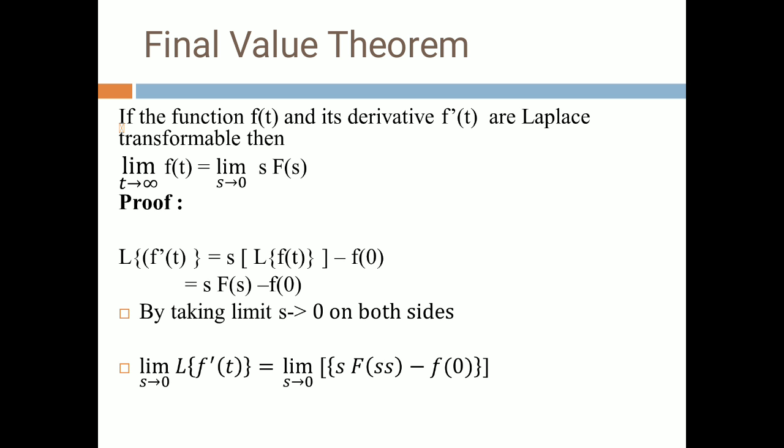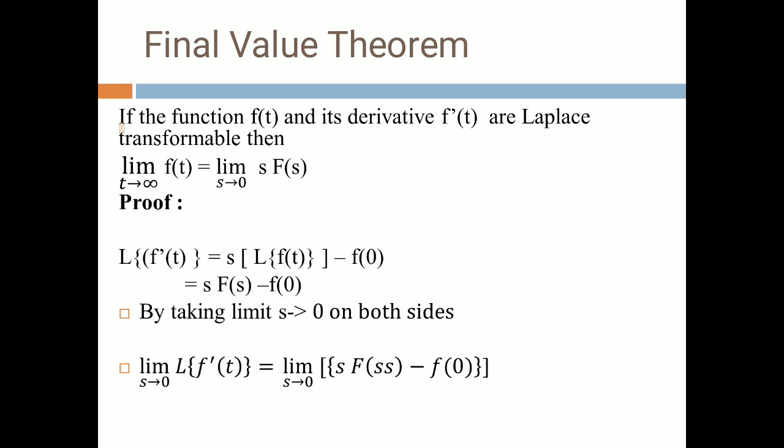Now let us see what the theorem is. If the function f(t) and its derivative f'(t) are Laplace transformable, then the final value theorem is: limit t tends to infinity f(t) is equal to limit s tends to 0 s times F(s). This is the theorem. Now we prove it. Let us start.